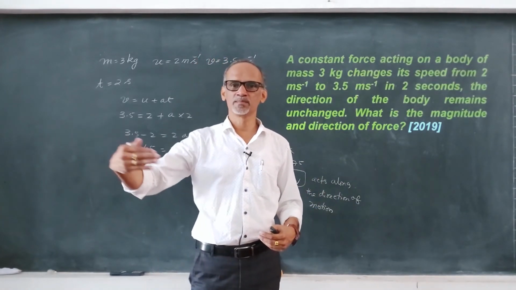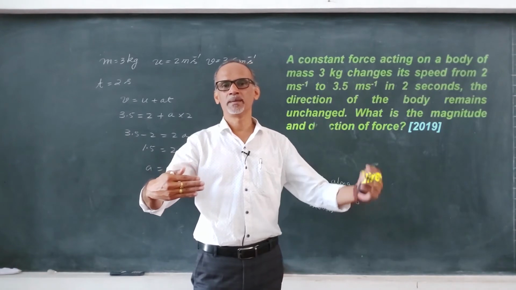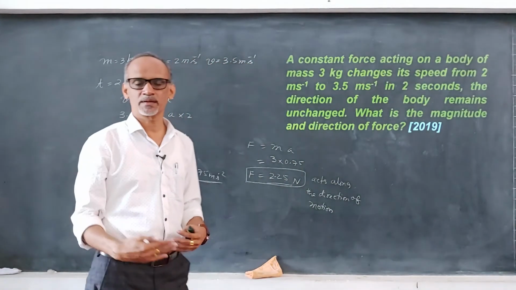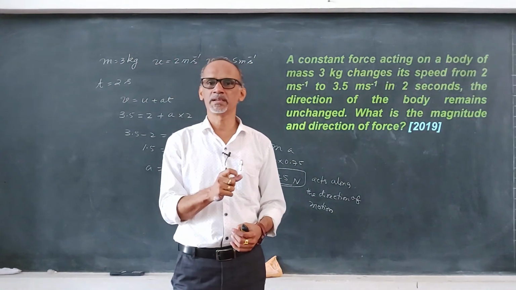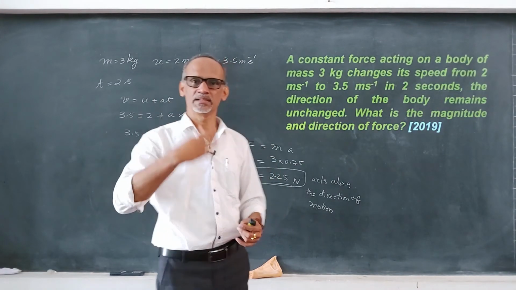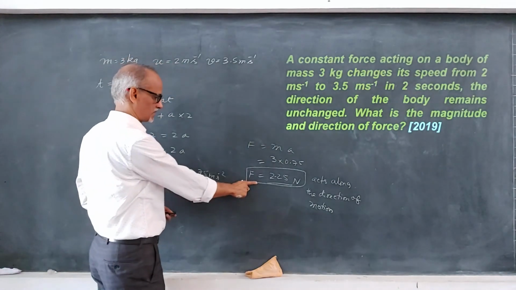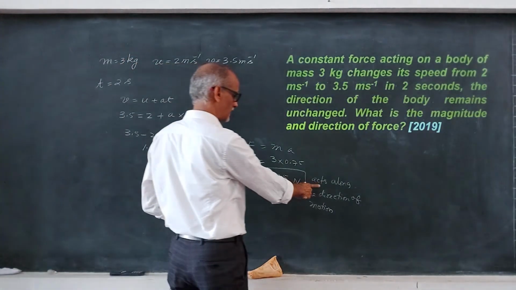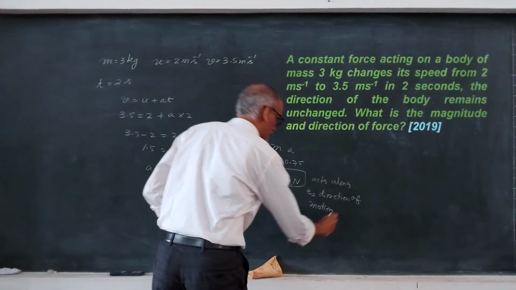For example, a body is moving like this. How can you stop it? By applying a force in the opposite direction, correct? So if you apply a force in the opposite direction, the velocity decreases. If you apply a force in the direction of motion, the velocity increases. That's why this force acts along the direction of motion of the body.